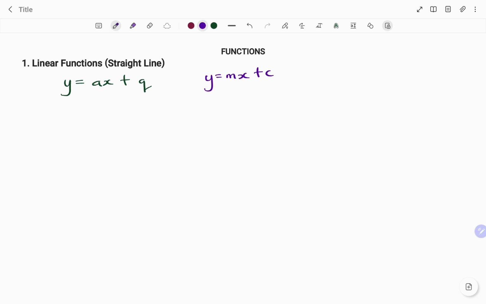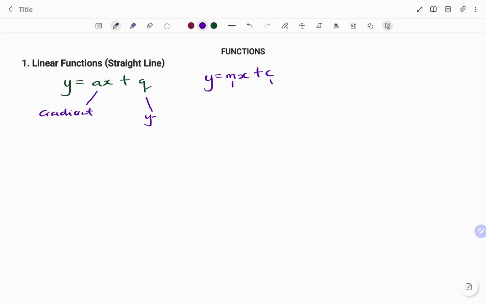Your a, as it is your gradient, which is also your m in this case. And the gradient, the value of your a, determines the steepness of the line. Your q, or your c in this case, is your y-intercept.